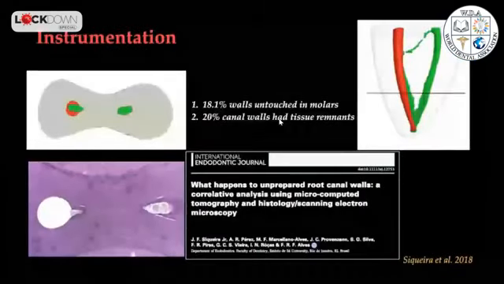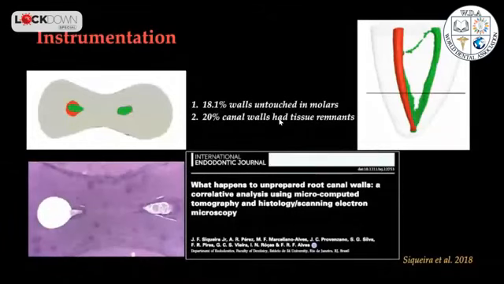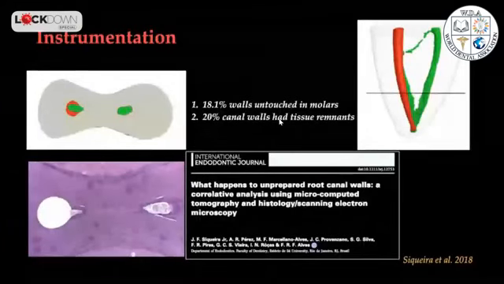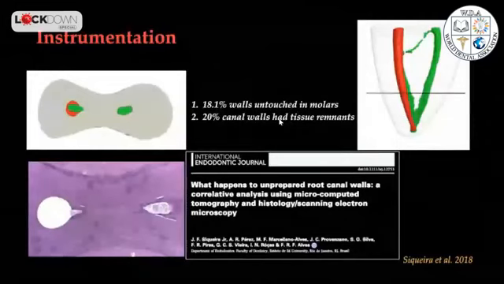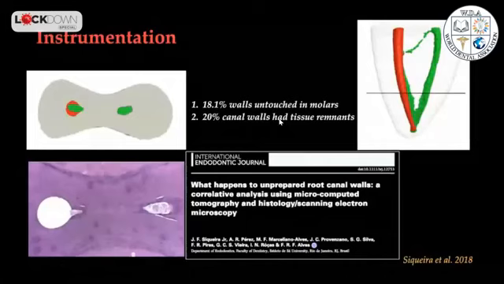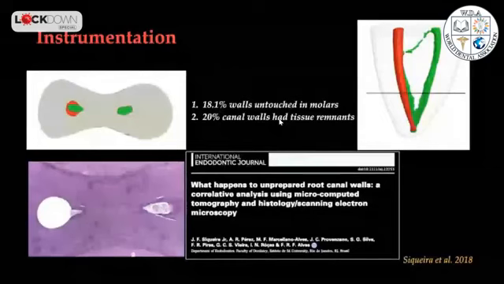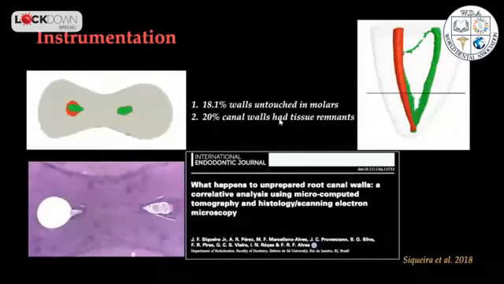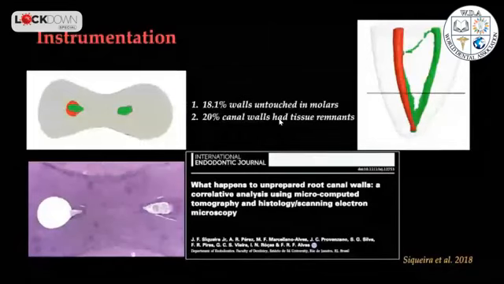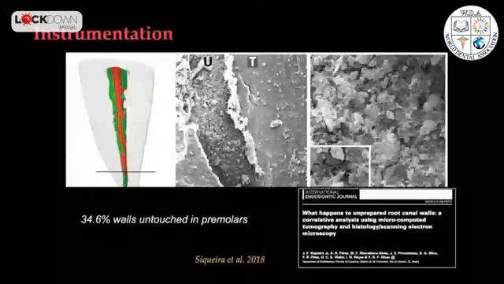This was reported about 2 years ago, where authors from Brazil looked into vital and necrotic molars and premolars that were instrumented and irrigated with sodium hypochlorite. And then they looked at the number of walls that were not touched by the instruments, and they also looked into the amount of tissue remnants. And they noticed that in molars and in premolars, at least 20 to 30% of the walls were not touched by the instruments. And these untouched walls housed a lot of vital tissue. And in the case of necrotic teeth, they contain debris, microorganisms, etc.